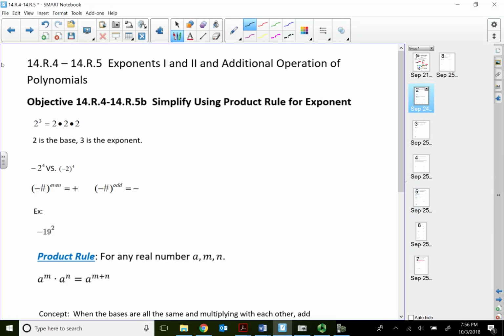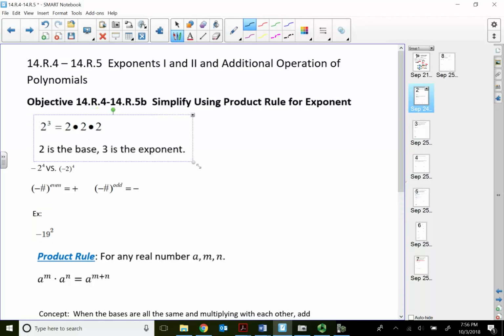Math 155. In this lecture video, let's take a look at 14.4 and 14.5 integrated review, simplifying expressions using what we so-called the product rule for exponents. So before I introduce this product rule, let us take a look at the way we're supposed to look at the exponents.